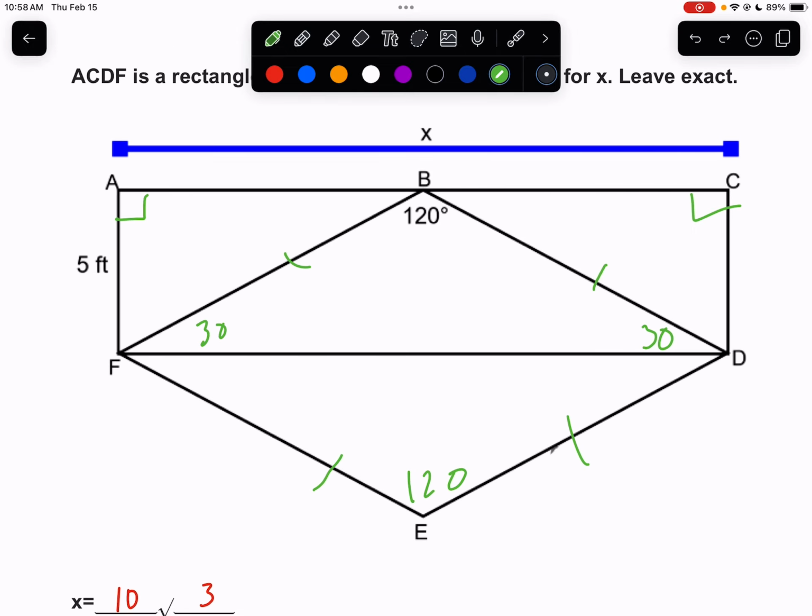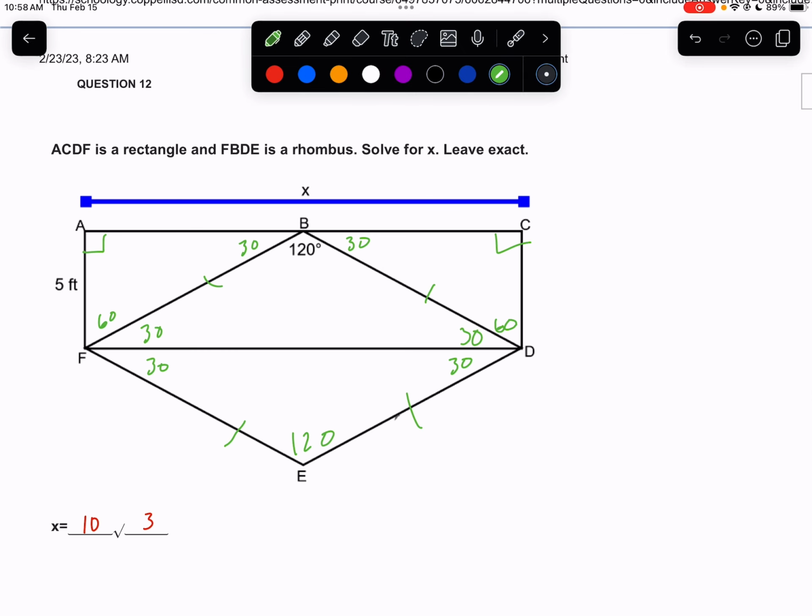Because of the rectangle, this has to be 60, and 60, because the corner is 90. Focusing on this small triangle, if that's 60, this has to be 30. And over here, again, same idea. If that's 60, this has to be 30. This will be 30, this will be 30. Okay, I'm kind of going away from myself. What are we actually trying to find?